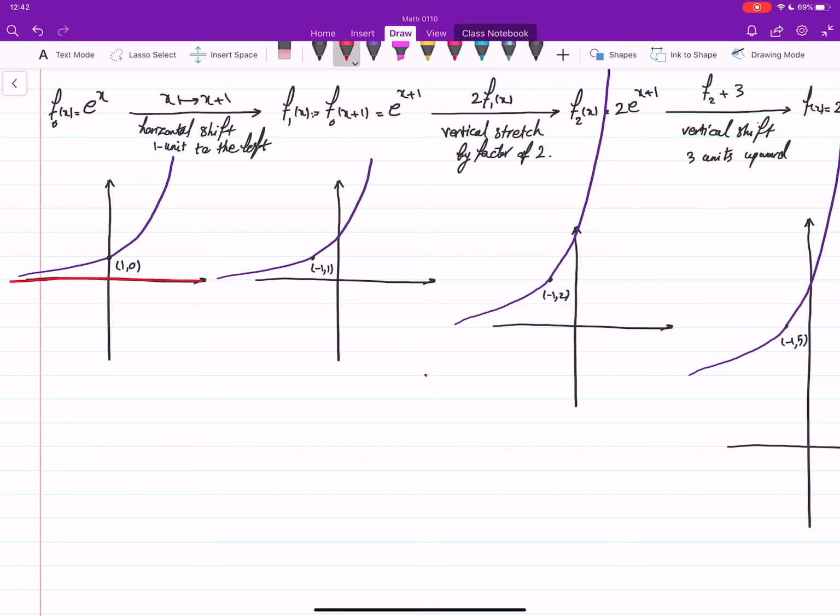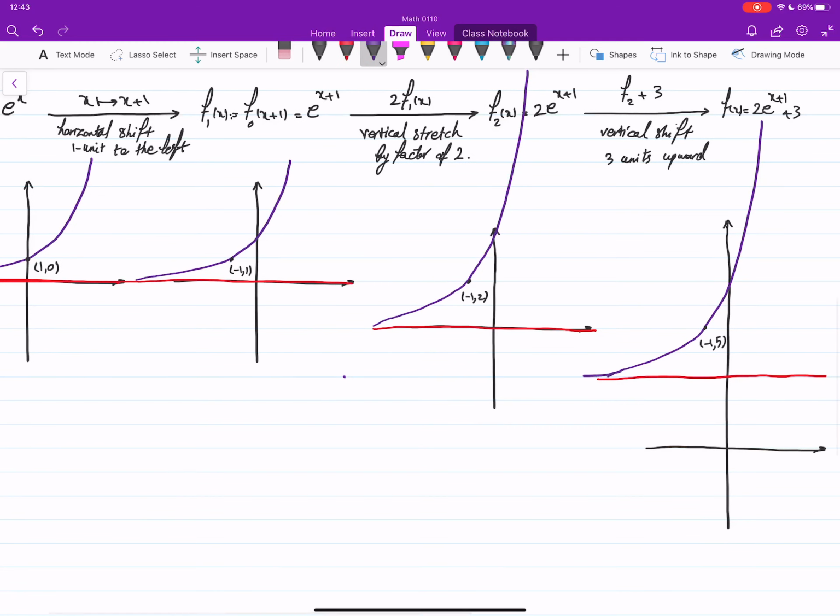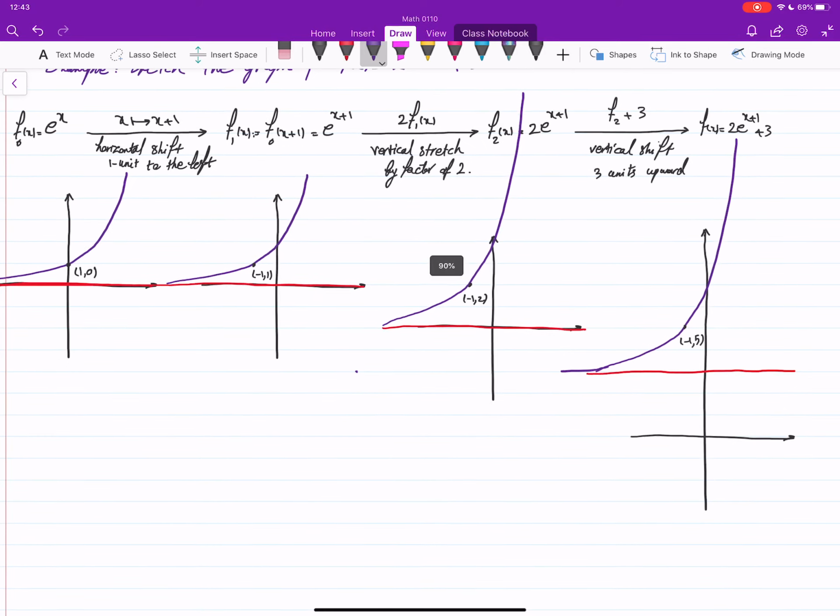While doing all these operations, it's better to keep track of this horizontal asymptote here. When you shift to the left, it doesn't change. When you stretch, it doesn't change. And when you do the shifting up, it will shift 3 units up. It's better to continue this thing like that. So that is the graph of this function.